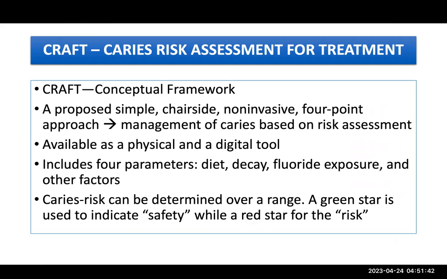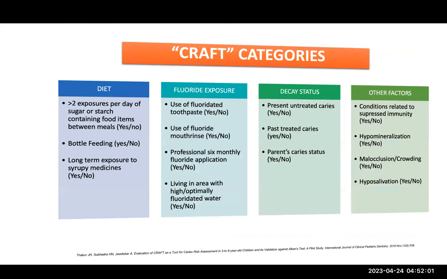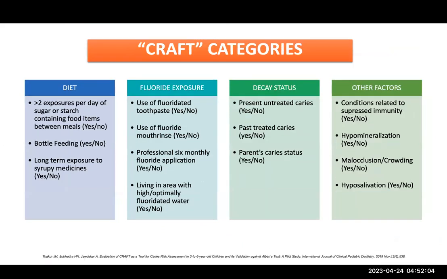And there's a range which can be determined for the caries risk. It's not 3 distinct categories. They also use something similar to a traffic light: a green star is used to indicate safe, and a red star indicates risk. So these are the 4 categories, mostly similar in all of the risk assessment tools. But yes, they have tried to summarize and reduce the number of factors.